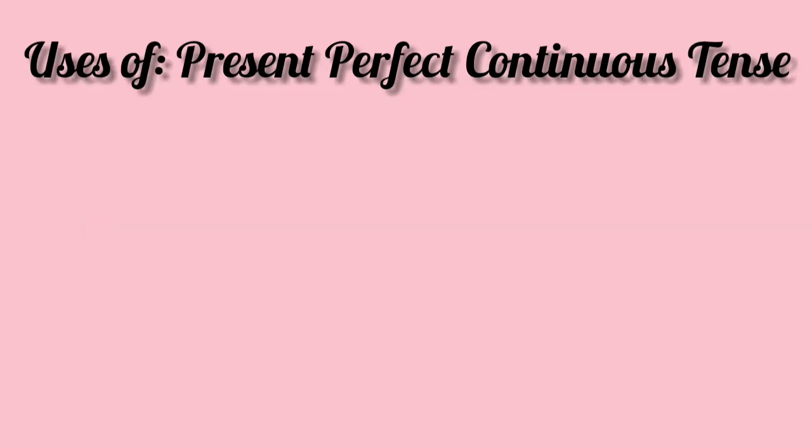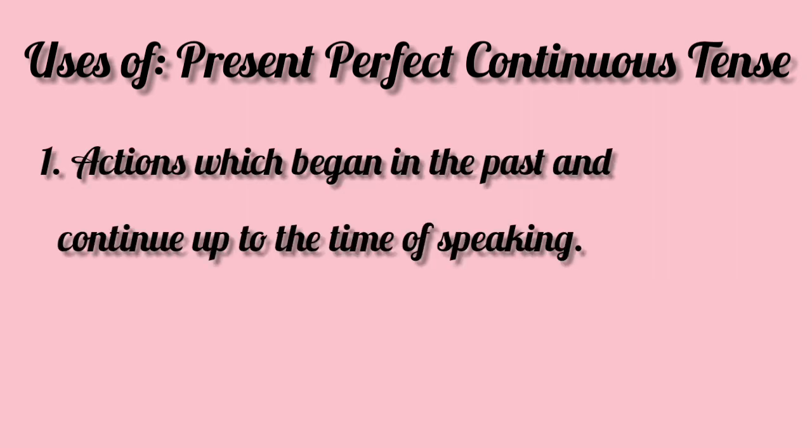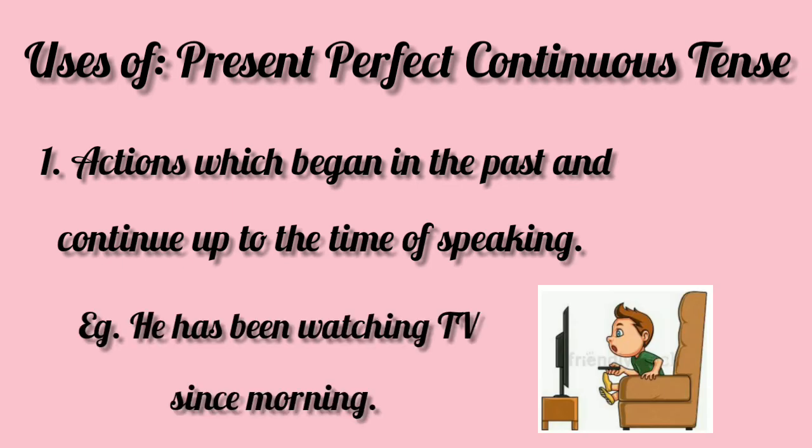Let's now talk about present perfect continuous tense. We use the present perfect continuous tense to talk about first, actions which began in the past and continue up to the time of speaking. For example, he has been watching TV since morning. The action has started since morning and is continuing to the time of speaking, that is right now.